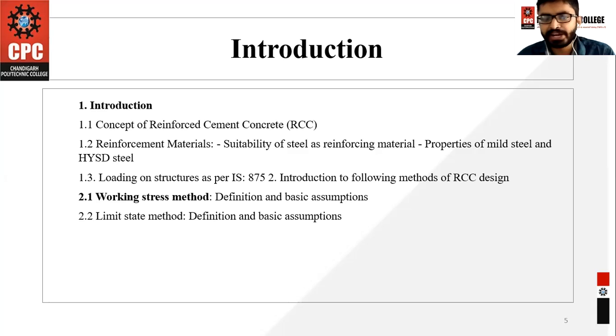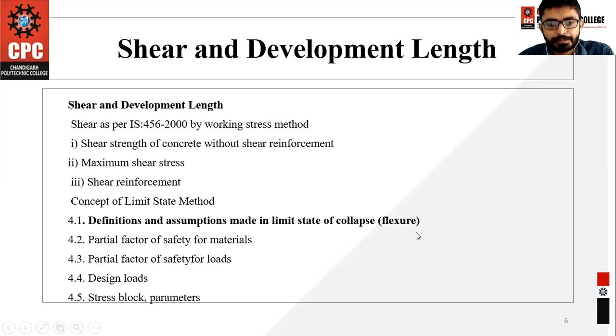Now moving further, we have Fe250, which is known as the mild steel bar. So Fe250 is a mild steel bar, and Fe415, Fe550, and Fe600 are all types of HYSD bars. What are HYSD bars? HYSD bars are high yield strength deformed bars, which are used for making the steel stronger.